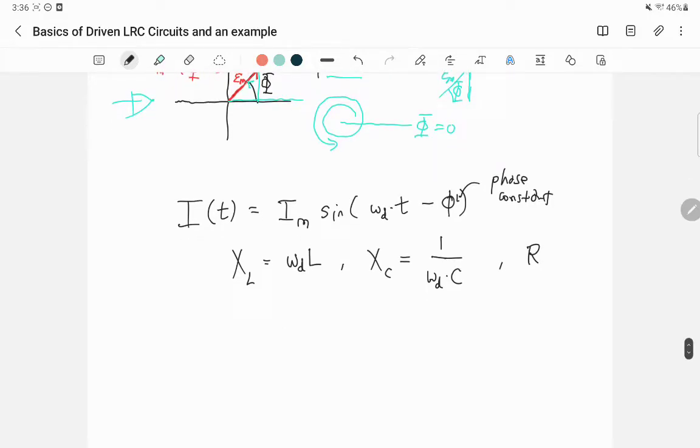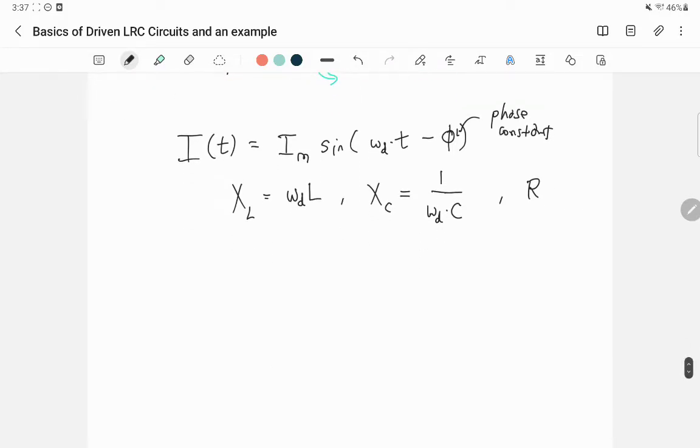If you're given details about your circuit, you'll be given the inductance, the capacitance, and the resistance in your circuit. You'll also be given the details about the driver. The driver has a driver frequency, omega sub d. So this phase constant you can compute from these details. It's XL minus XC, the difference between the inductive and capacitive reactances, divided by R. Oh, excuse me. Actually, that's the tangent of the angle phi.